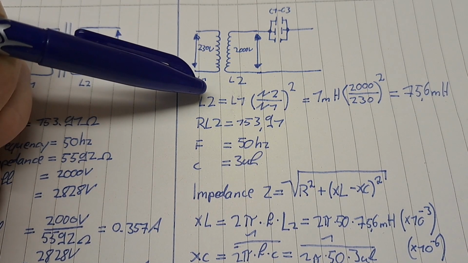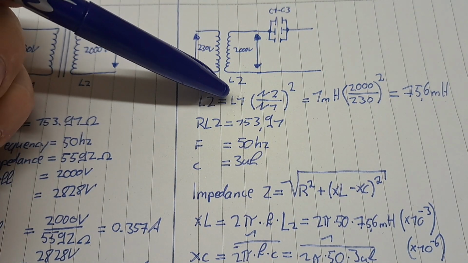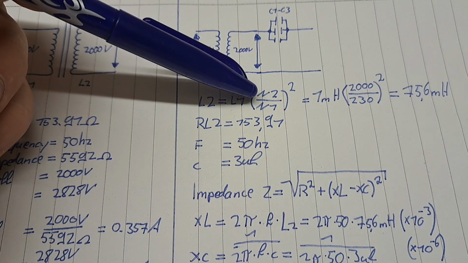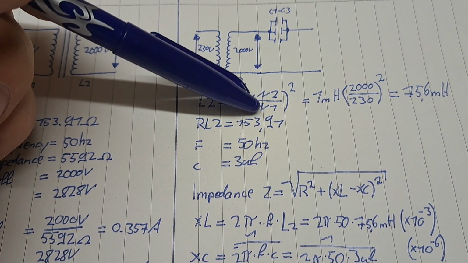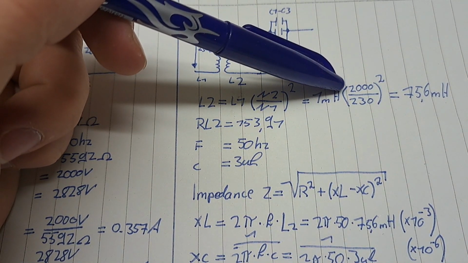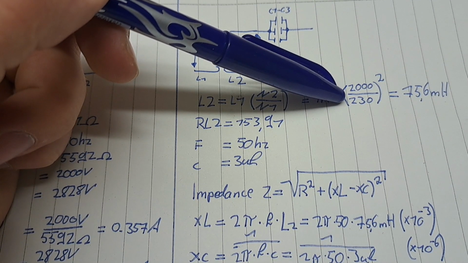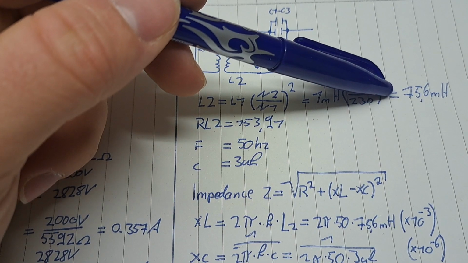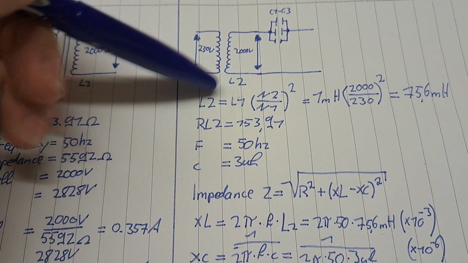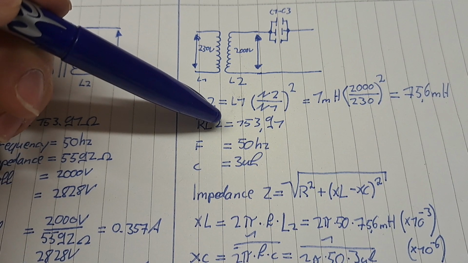In order to calculate the inductivity of the secondary side, we have to divide the number of turns on the secondary side by the number of turns on the primary side in this formula here. If we put all the numbers into it, we have around 2000 windings on the secondary side and 230 on the primary. We get an inductivity of 75.6 microhenry. The resistance of L2 stays the same because we're not adding any load to it. This is still 153.91 ohms.